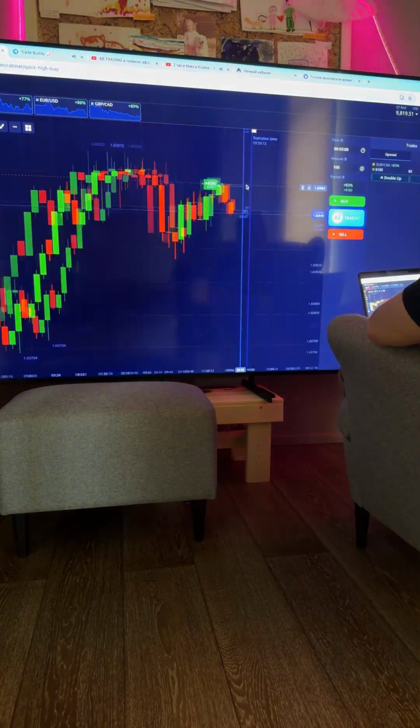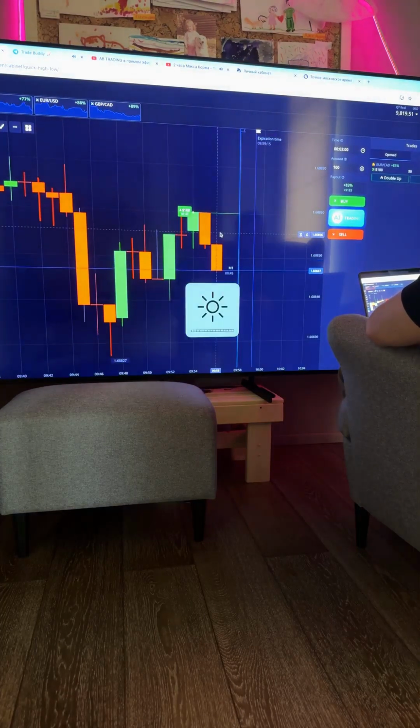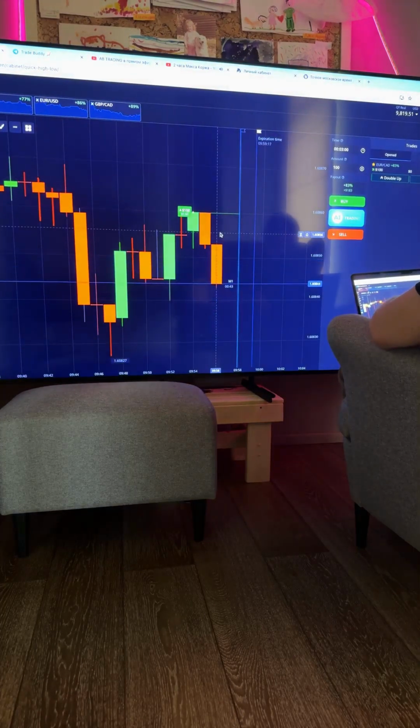So let's keep monitoring it. We opened a position for an increase. There's a very strong pullback happening. EUR-GBP is possible. Let's take a look now.